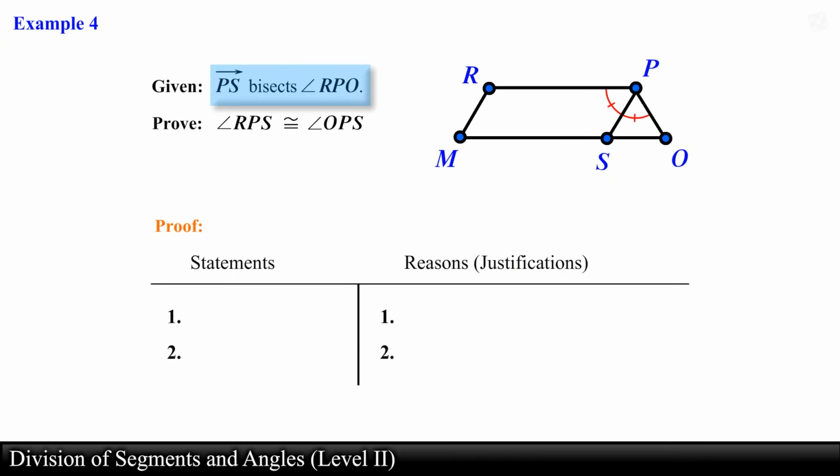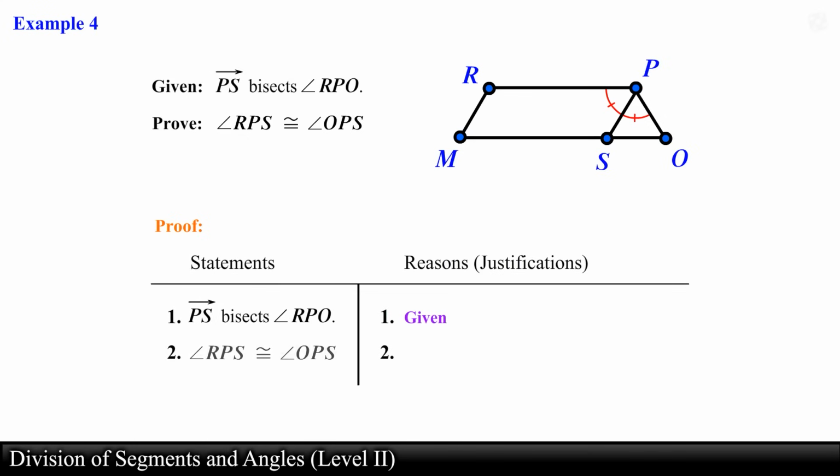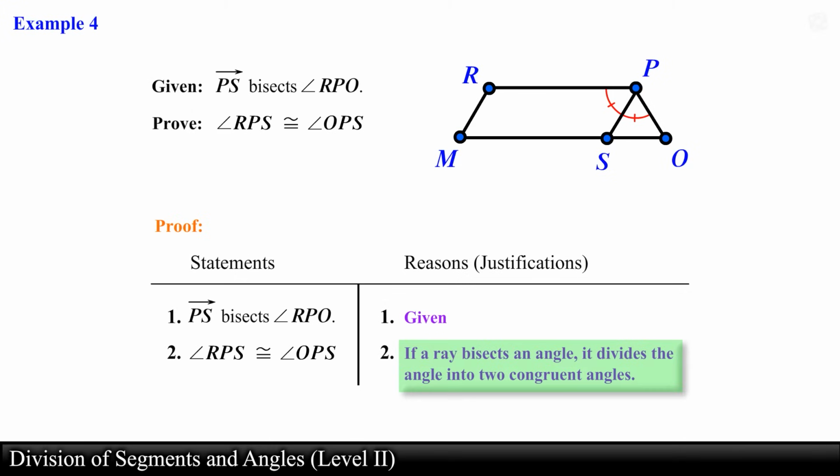We will start with the given information. In this case, ray PS bisects angle RPO, and the reason is because it is given. With this statement, we can conclude that angle RPS is congruent to angle OPS, and the reason is because if a ray bisects an angle, it divides the angle into two congruent angles. This is essentially the definition of an angle bisector, and this ends the proof. Alright, let's try the next proof.